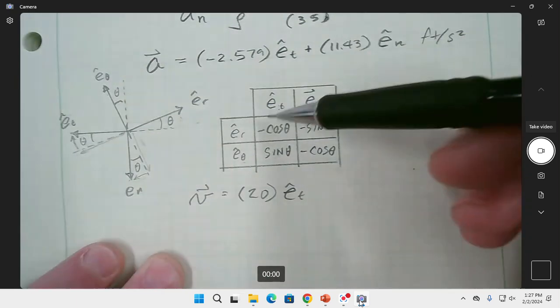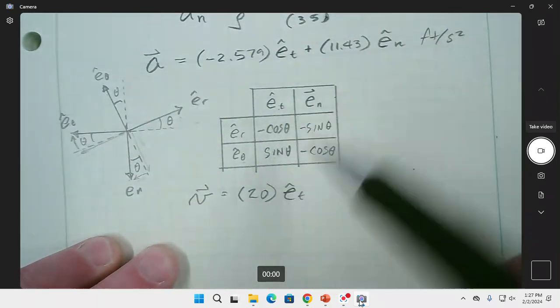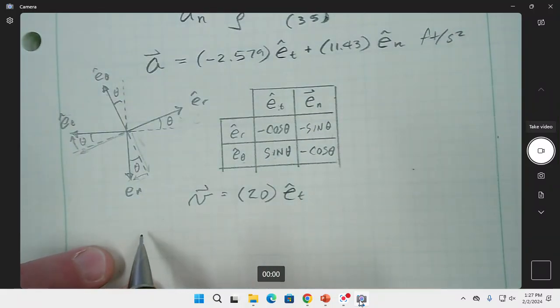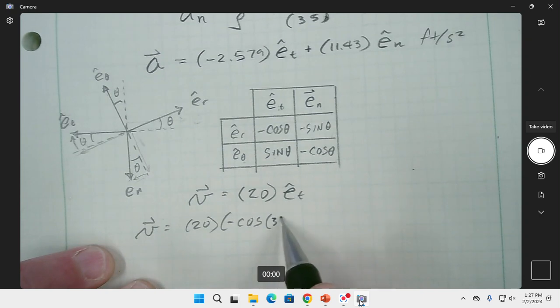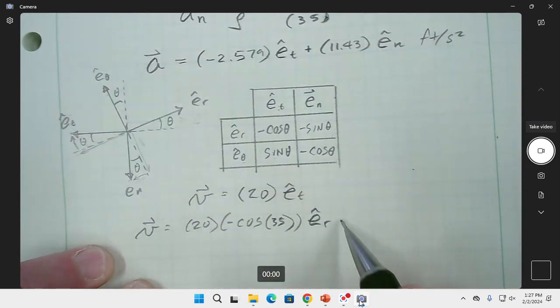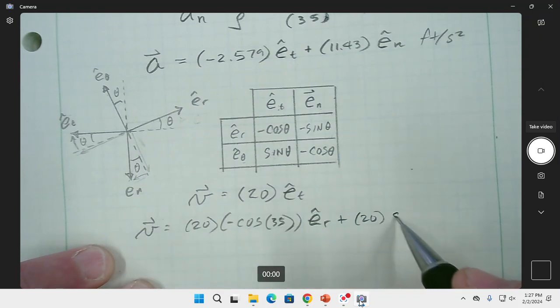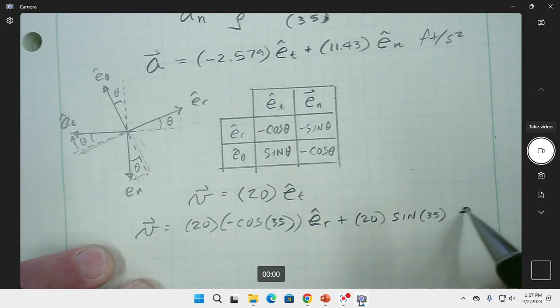But what we do now is we pass it through this column right here, because it's all tangent. So what we're going to find is this equal to 20 times negative cosine of the angle, which is 35 degrees, and that's ER, plus 20 times, and it's going to be positive, sine of 35 degrees, and that should be E theta.